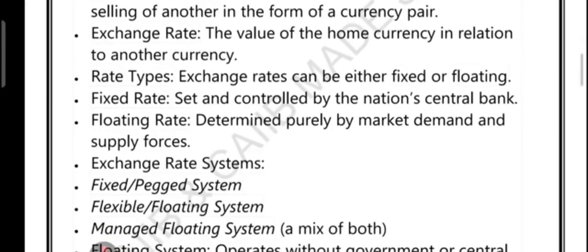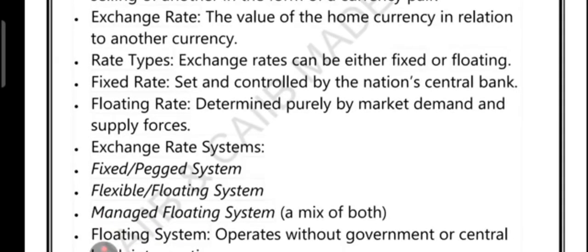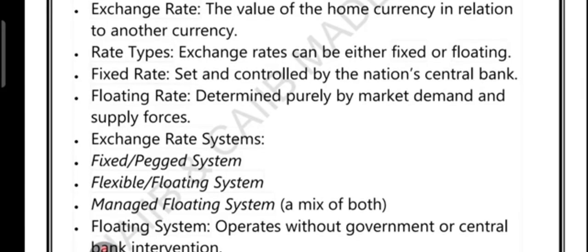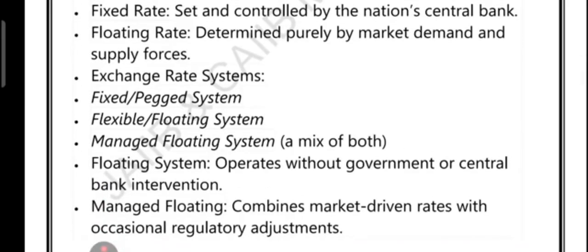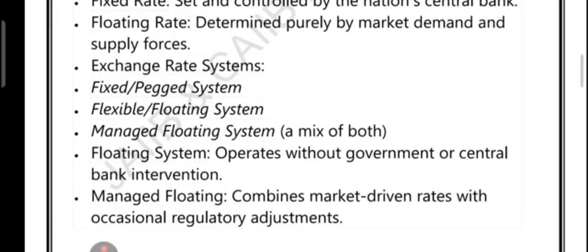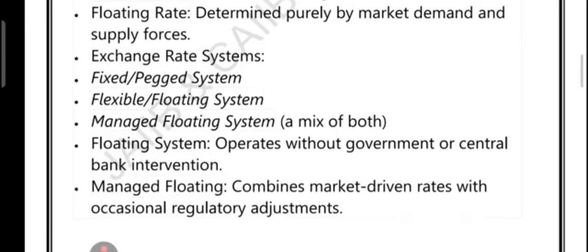There are two main types of exchange rate. The first is called fixed rate, the second is called floating rate. Fixed rate means the central bank decides the rate and controls it. Floating rate means the market, based on demand and supply, decides the rate. There are also 3 exchange rate systems. The first is called the fixed or peg rate system, which means the rate is tied to another currency. Flexible or floating rate system.